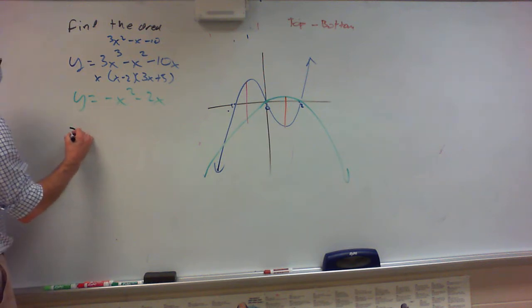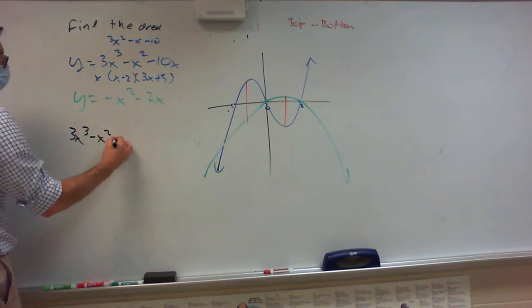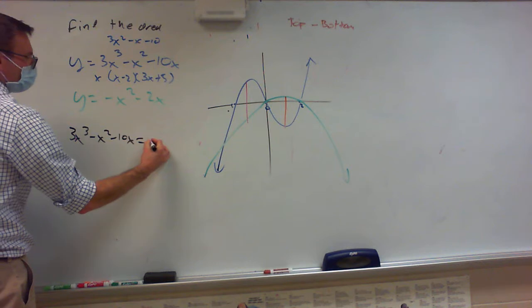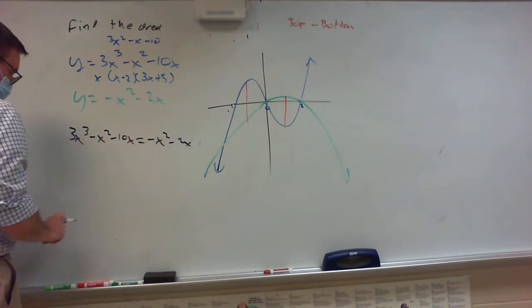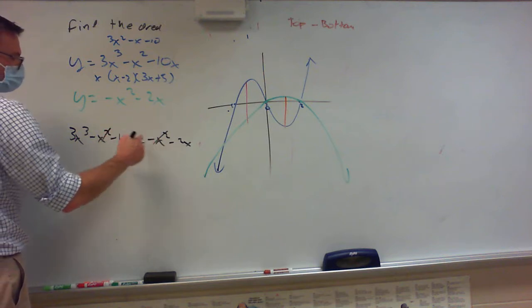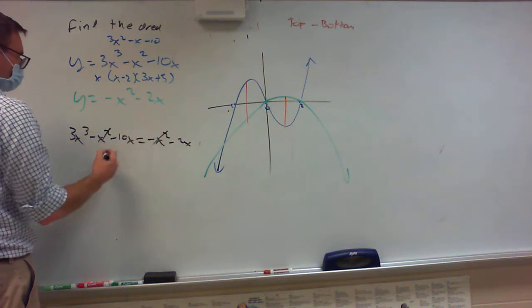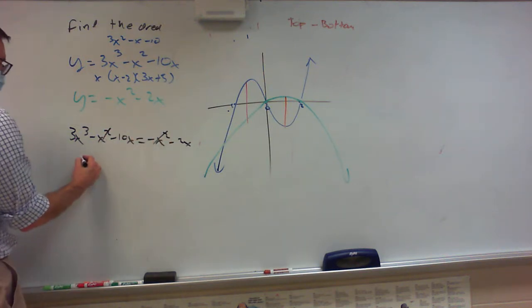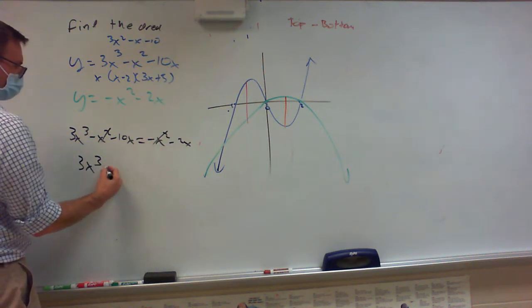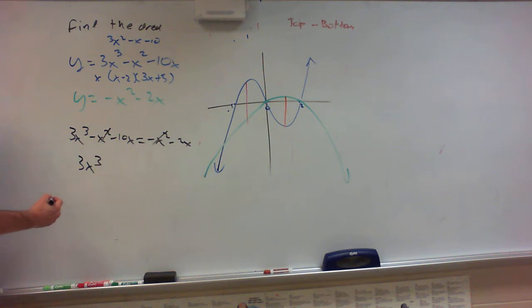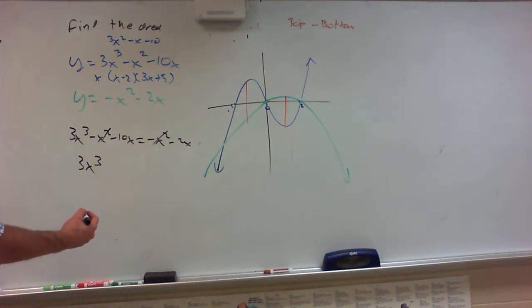And so if I set 3x cubed minus x squared minus 10x equals negative x squared minus 2x. And one good thing, this cancels. And if I add the 2x to both sides, that's going to give me 3x cubed. What does that give? Oh, wait, where did I mess up?